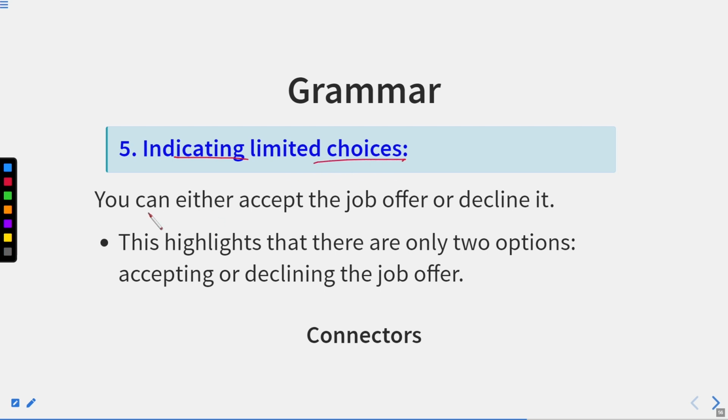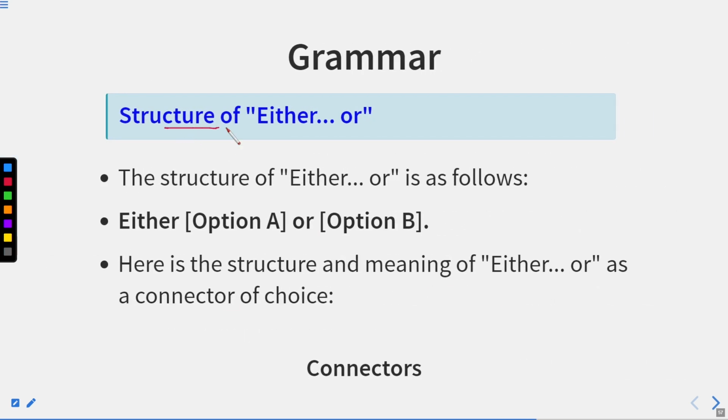Indicating limited choices, you can either accept the job offer or decline it. This highlights that there are only two options, accepting or declining the job offer. Structure of either or. Now, the structure of either or is very simple. It is as follows: either, then option A, then or, then option B.